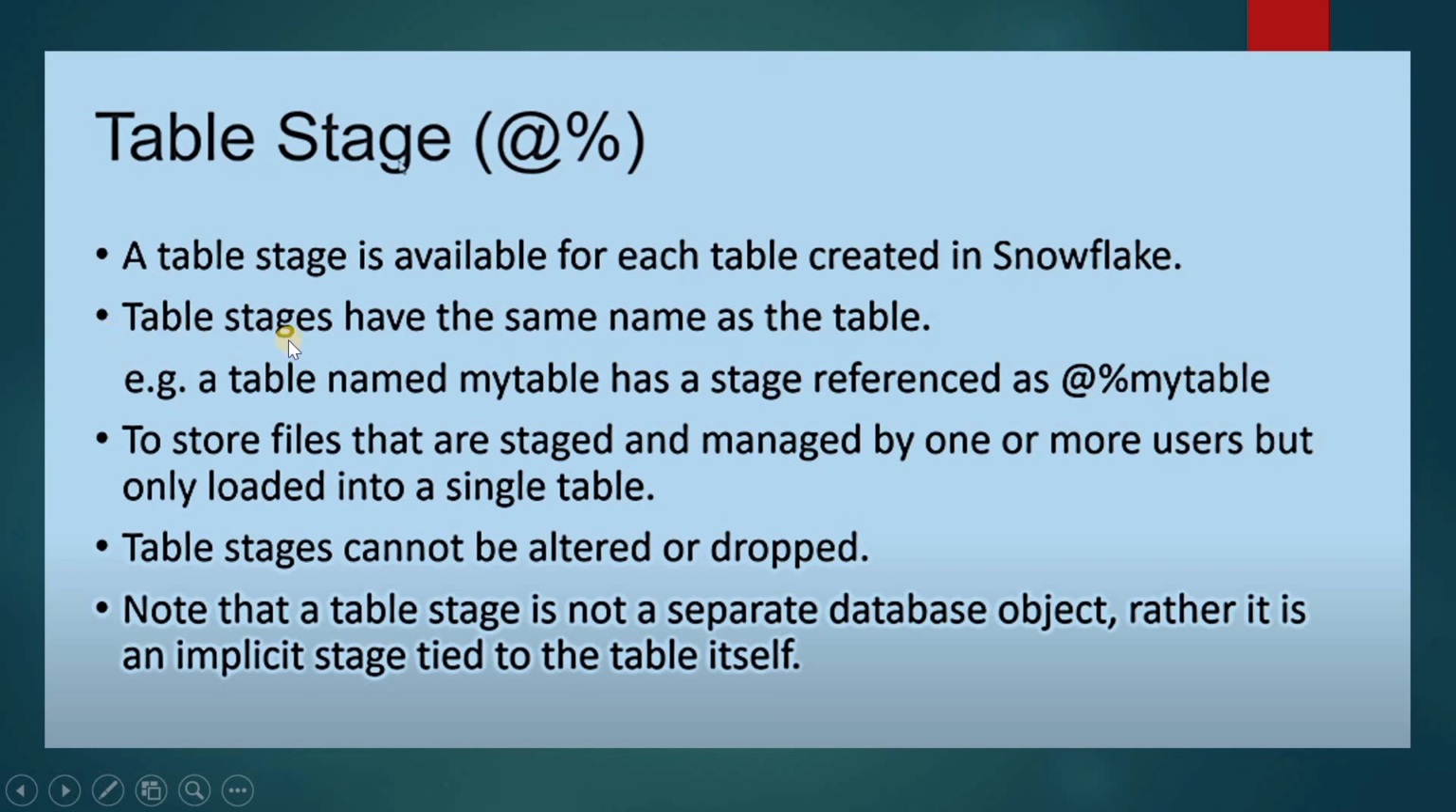The second point: table stages have the same name as the table. As I have given you the example of customer stage, suppose that I have created a table with the name customer, then by default that stage name will also be the customer stage only. The name of the stage and the table will be the same. Example, a table named my table is referred to as @my table. Suppose that there is one table with my table name and I want to refer to this stage, then we will use this name only, @ my table name. You will better understand when we do the practical, so don't be confused, we will discuss all those things in the practical video.